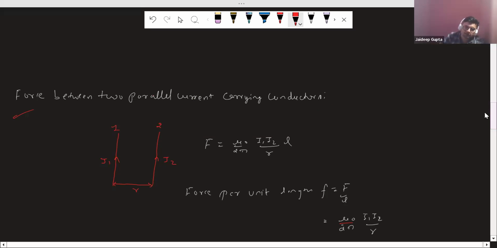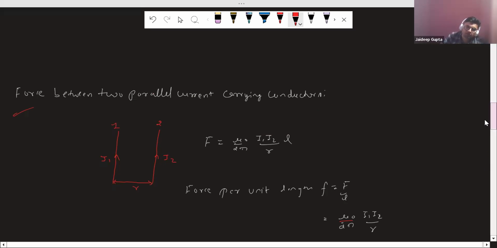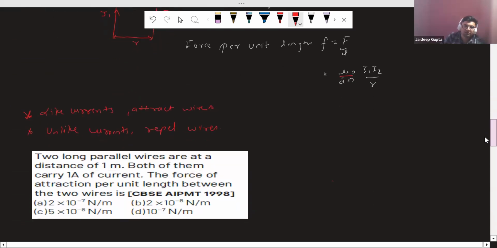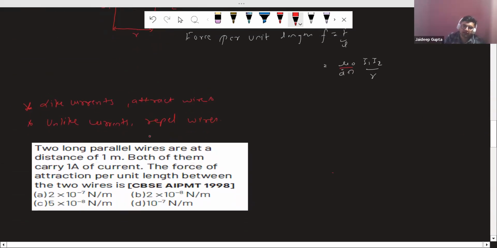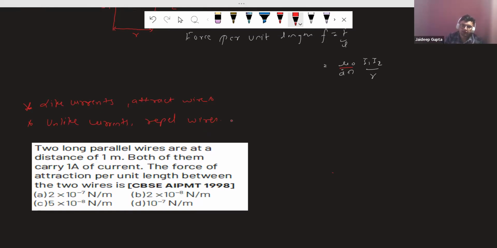Formula written. Shall I move? Now just remember, if the currents in both the wires are in the same direction, then they will attract. If the unlike currents, meaning the currents are in opposite directions, then they will repel. Try this question fast. Okay, Bharat.